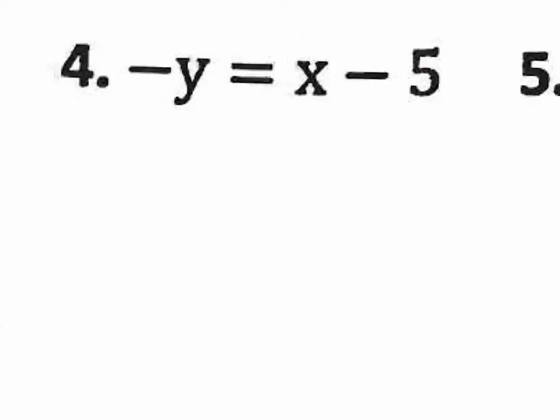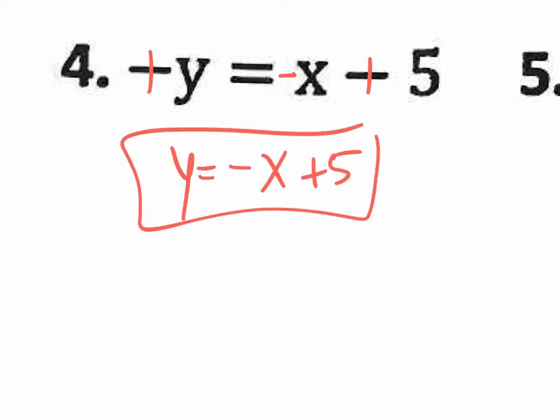Number 4, so easy you might get confused. Is this one in function form? No. It has y by itself, but it's not a regular y, it's a negative y. You don't want it to be negative, you want it to be positive. So what do you do? You could multiply everything by -1, right? Or divide everything by -1, but ultimately it's just going to change all the signs. So this becomes positive, this becomes negative, this becomes positive. Y equals -x plus 5. That is your function form equation. Moving on to number 5.